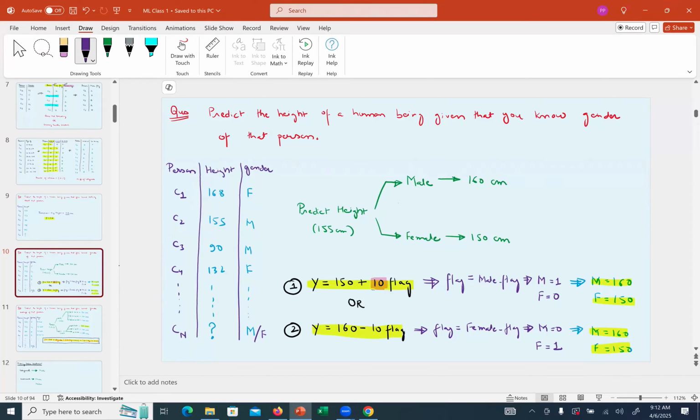And if I decide to keep a female flag instead of male flag, then my equation will look something like this, right? And the output will again be male equal to 160, female equal to 150. So the point being is, depending upon which dummy variable you have chosen, your equation might change, but your prediction will not change, right? It's not like that if you choose male flag, then your model will be more accurate as compared to if you choose female flag. Okay, irrespective of whether you use a male flag or female flag, you will get the same accuracy. Okay, it's just that the equation will change.